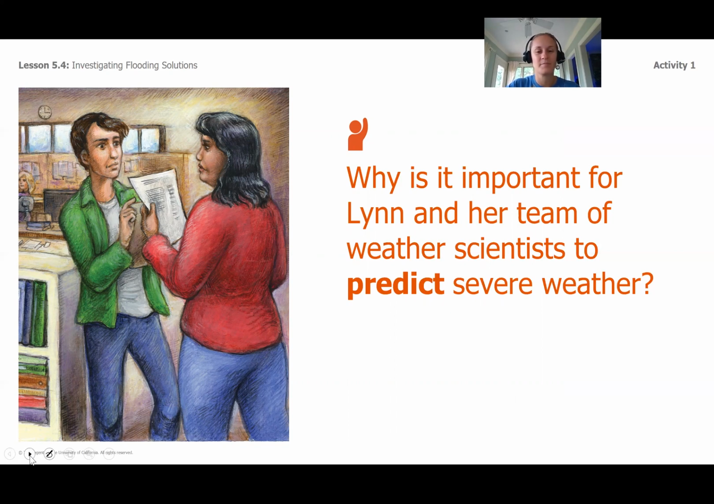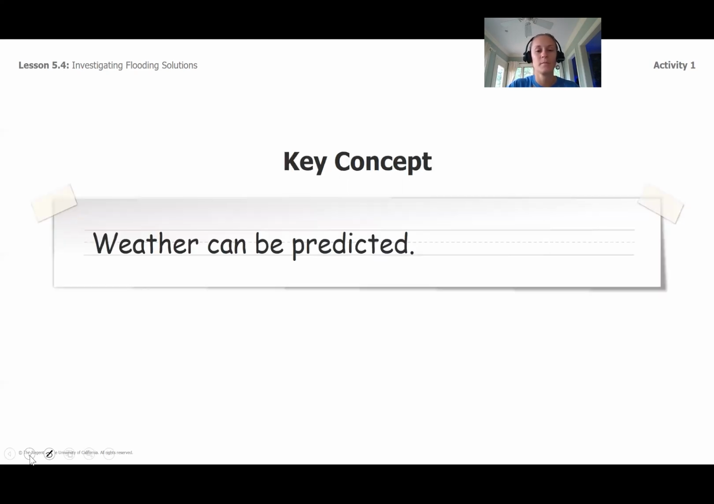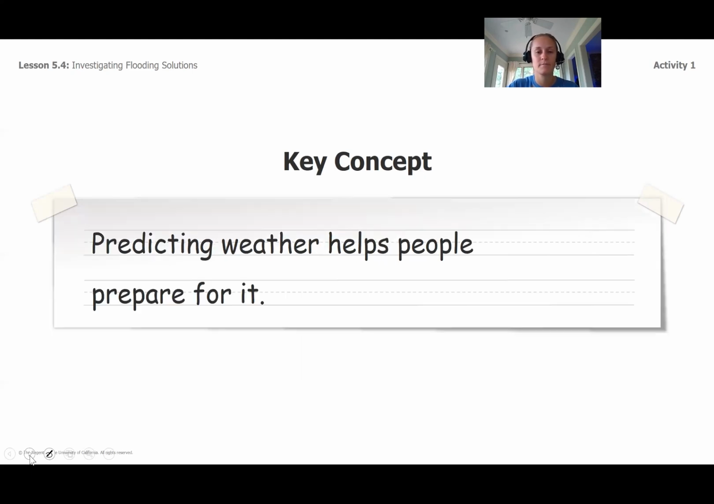Like mine. Here's our vocabulary for the day. Prepare means to get ready, okay? There's lots of things we can prepare for. You might prepare for school. You might prepare dinner. And weather scientists predict what the weather will be, and then they let people prepare. A key concept: weather can be predicted. Predicting weather helps people prepare for it.